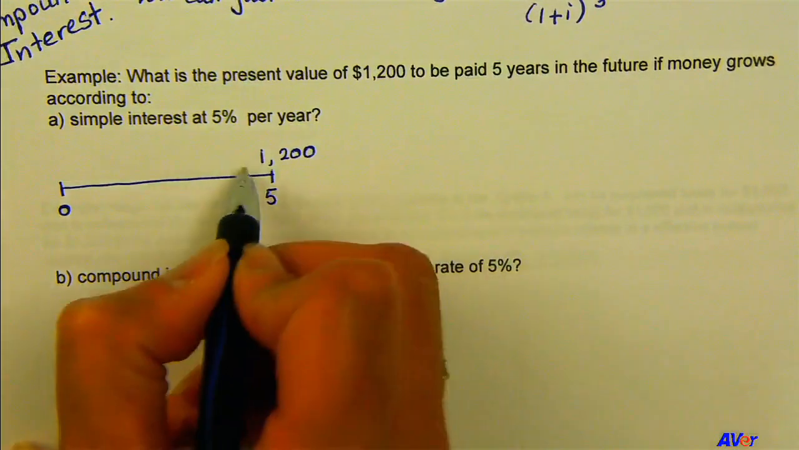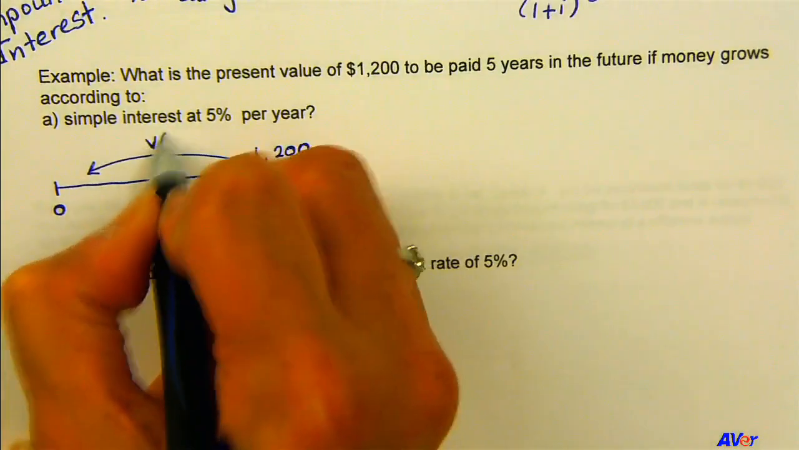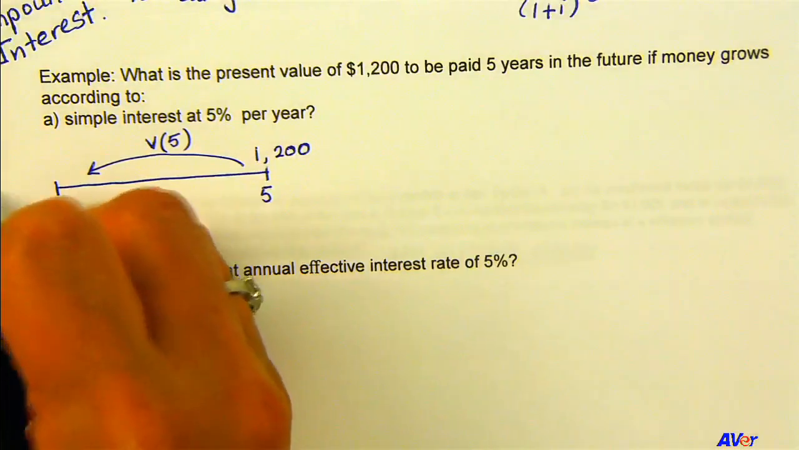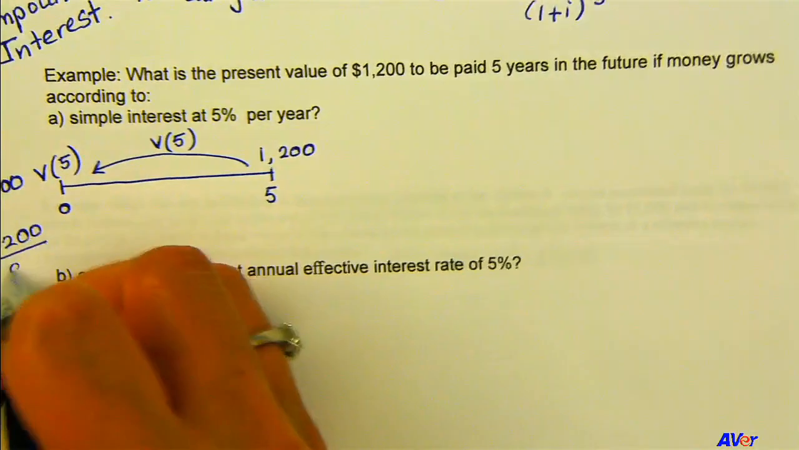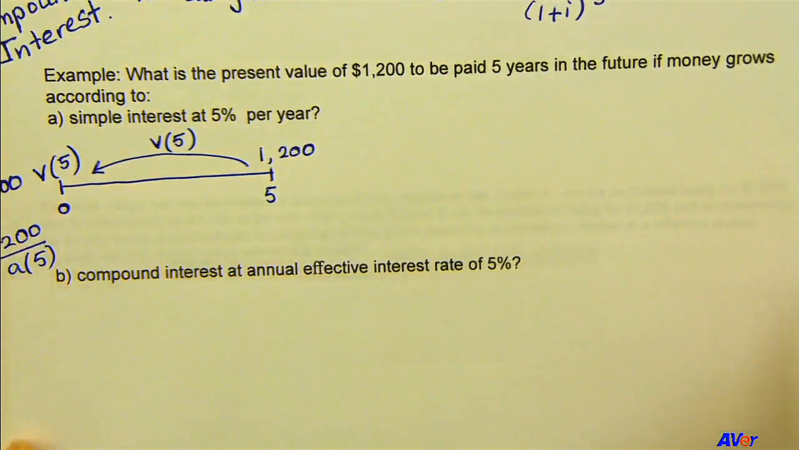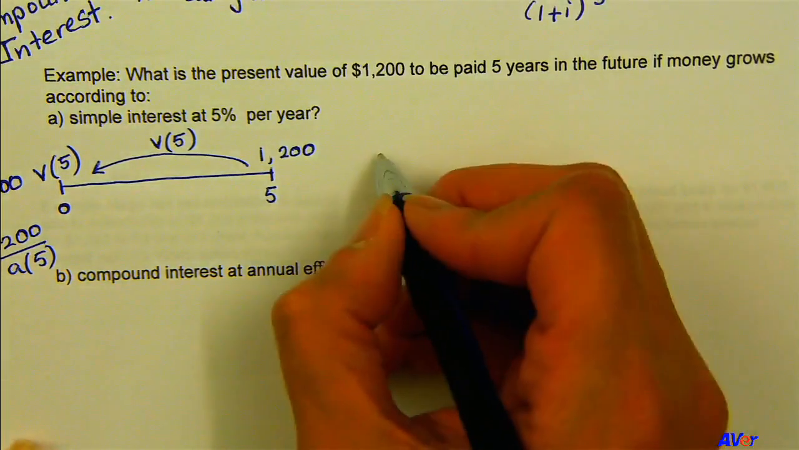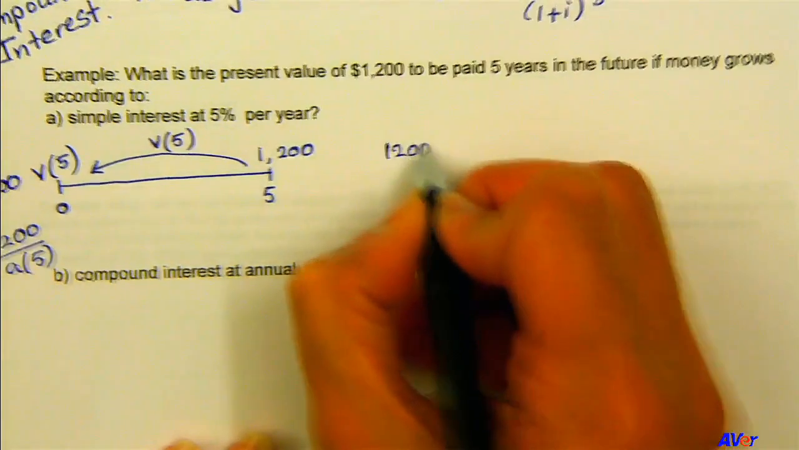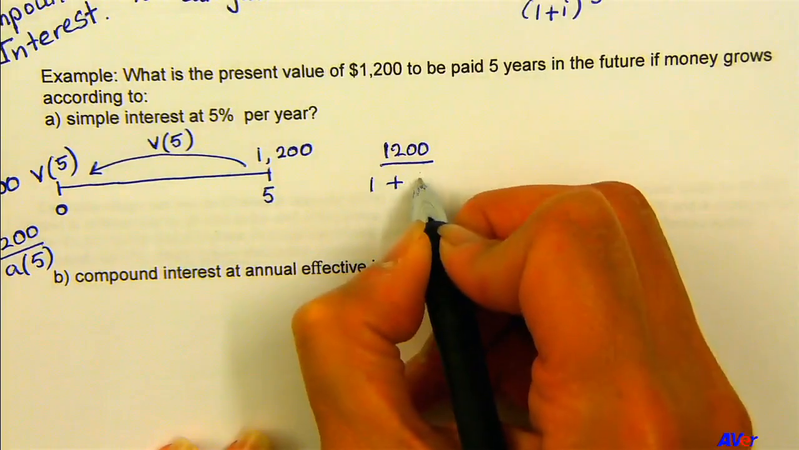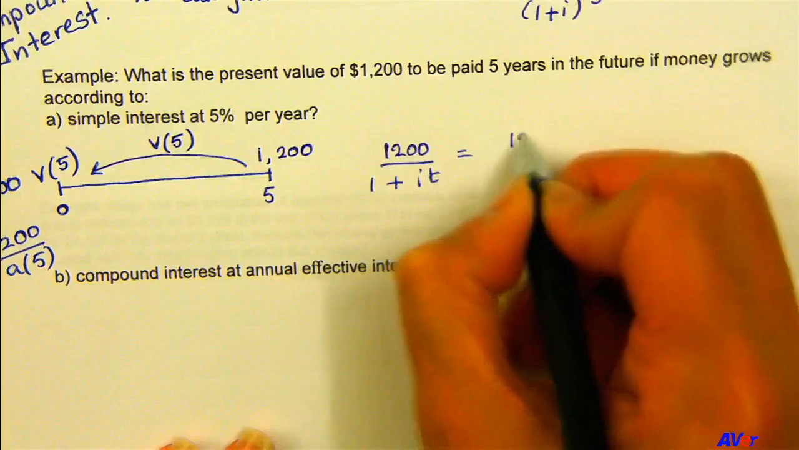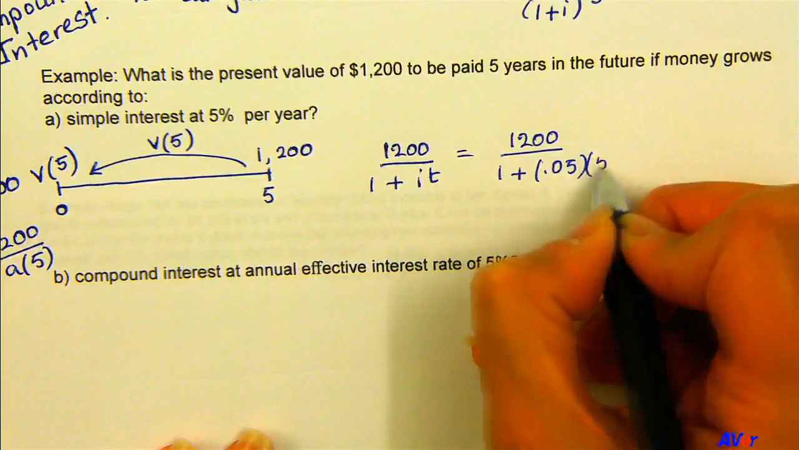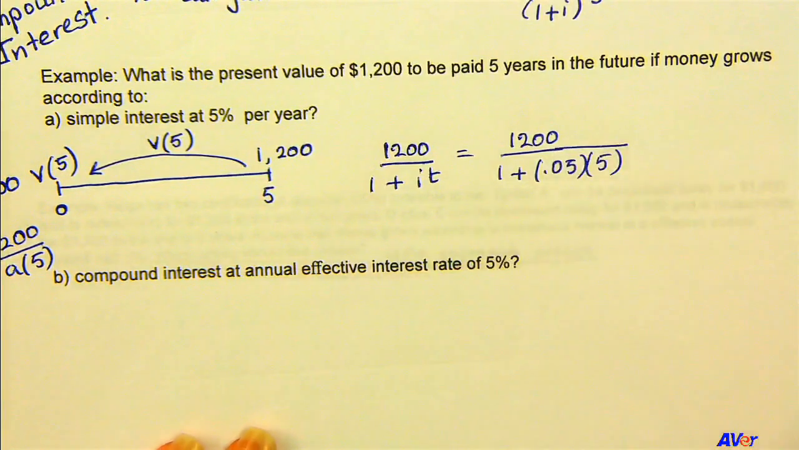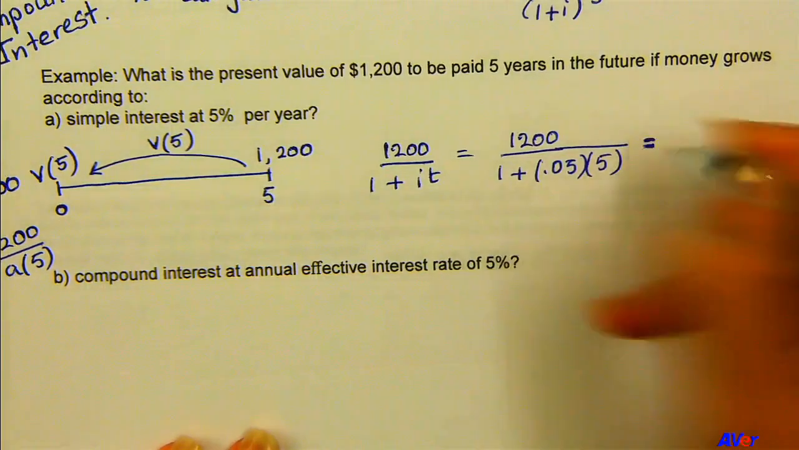So we know that to go from here to here, you have to apply v of 5. So this would be 1,200 v of 5, which is equal to 1,200 over a of 5. What is a of 5 for simple interest? Yeah, 1 plus it. So this is equal to 1,200 divided by 1 plus 0.05 times 5. I is 0.05 and t is 5. That's all. Let's see, what does this give us? Let's get our calculators out, folks.